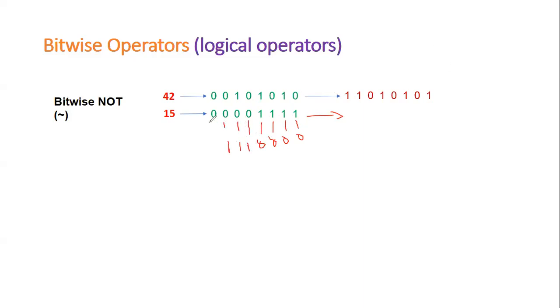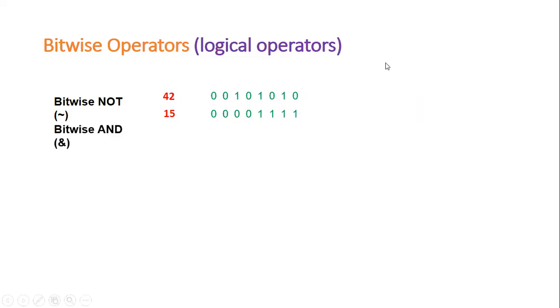This 0 I should change to 1. This 0 I need to change to 1. So this is the bitwise NOT operation on this 15. Okay, that's what it is. Right, students?